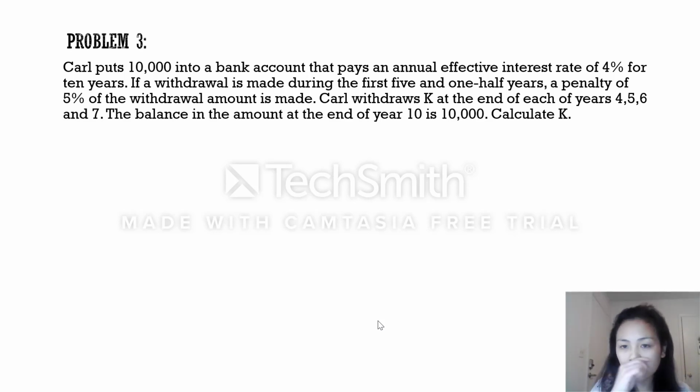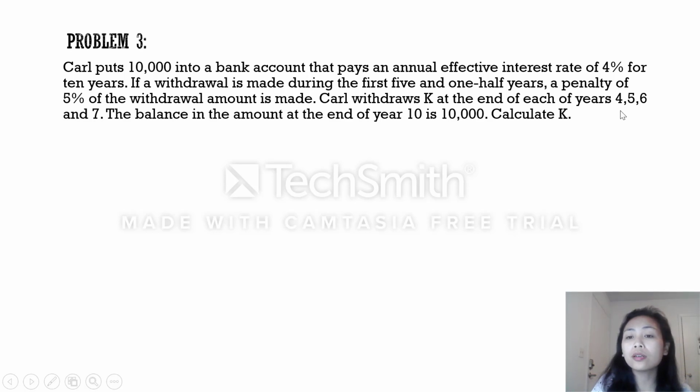So here we need to pay attention. We have withdrawals at years 4, 5, 6, and 7. We make 4 withdrawals, and at year 10 we have $10,000 left. So that is the money which is ready to be withdrawn. So actually we have 5 withdrawals at times 4, 5, 6, 7, and 10. You see that? And we need to pay attention to one more thing, that if a withdrawal is made during the first 5.5 years, a penalty of 5% will be made.